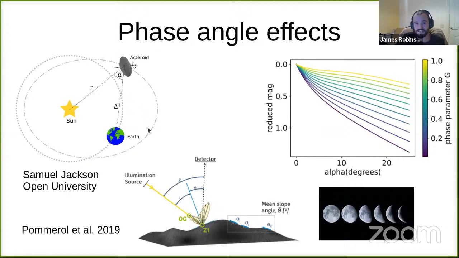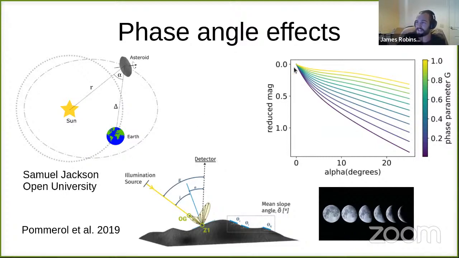But also the phase angle effect really depends on the surface properties of the asteroid. That could be what the surface is made of, but also how rough it is. Is it dusty or is it bouldery? You can see that in this figure here, where a lumpy surface will reflect different amounts of light depending on the orientation.